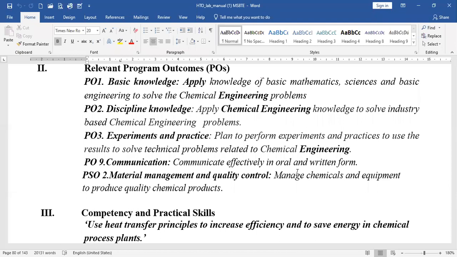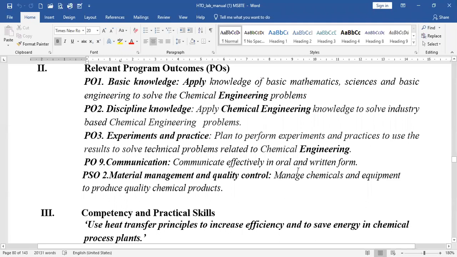So we must manage the chemicals which are used in this heat exchanger, and we have to manage the equipment to produce quality chemical products. So in this practical, we can apply the basic knowledge of science, mathematics, engineering. We can apply the knowledge of discipline. We can apply the knowledge of experiment and practices, and we must use the proper or appropriate communication technique and media for effective results.